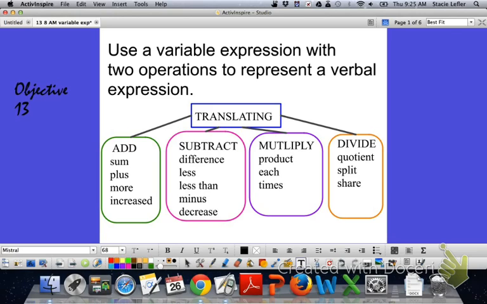And I do want to point out one that's somewhat tricky, and that's this "less than." We've talked about this before. We called them turnaround words. Write that down.